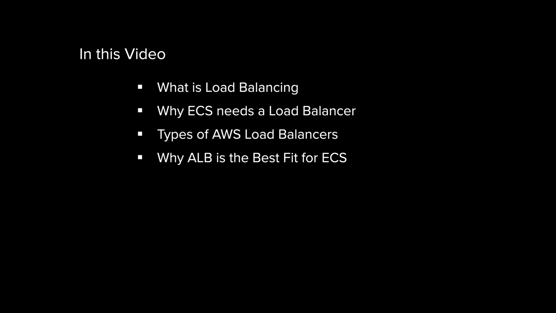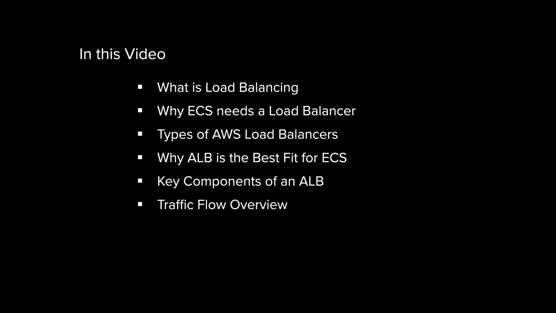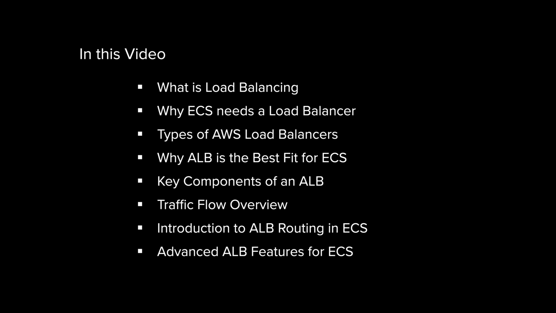After that, we'll focus on the application load balancer, or ALB, and why it is generally the best choice when working with ECS. We'll break down the ALB into its key components, so you know exactly how it handles traffic behind the scenes. Next, we'll take a look at the overall traffic flow, from the user request to your ECS tasks, and see how ALB manages it efficiently. Then, we'll introduce routing on ECS using ALB, including how requests are directed to the right containers. And finally, we'll touch on some advanced ALB features that can help optimize performance, security, and scalability for your ECS applications.